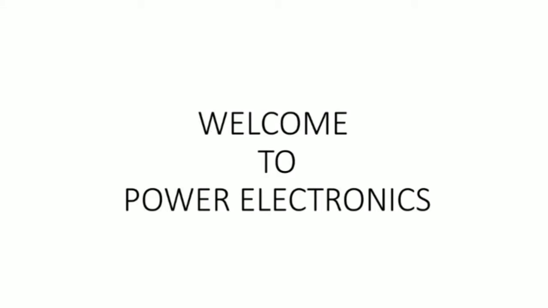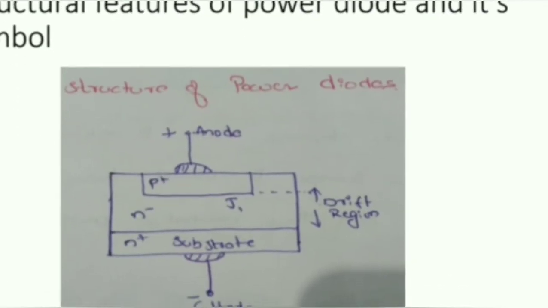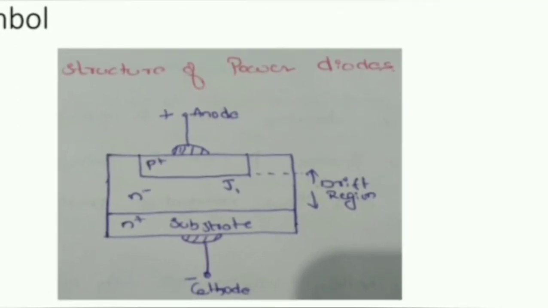Next video. Here, this is the structure of a power diode. It consists of a heavily doped N plus substrate. What is meant by substrate? A material on which something grows is called a substrate.